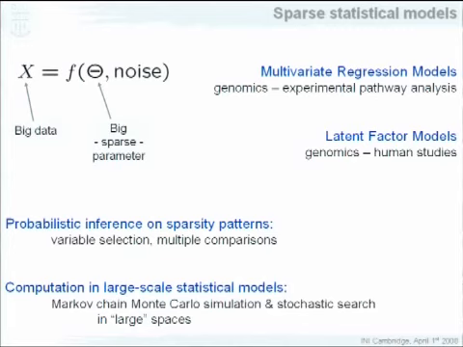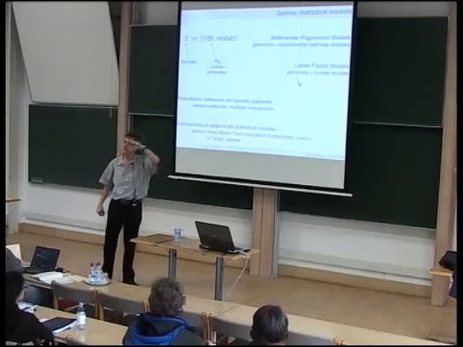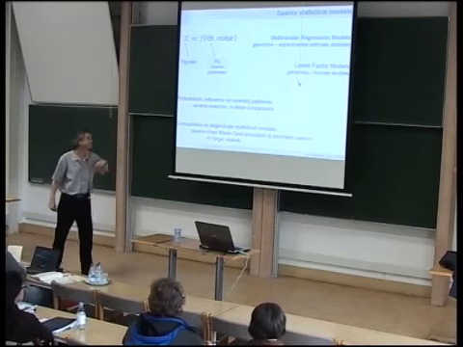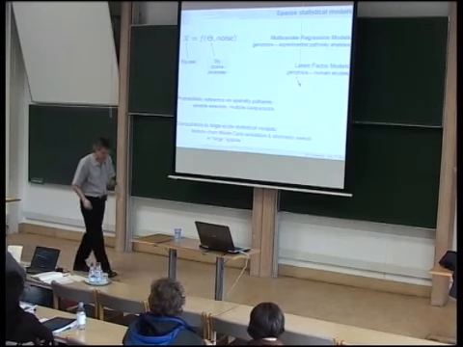The machinery, the engine of the calculations is Markov chain Monte Carlo and other methods of stochastic search in high-dimensional spaces that thetas inhabit, okay, which have very many degeneracies in many dimensions that we're trying to isolate. So sparse statistical models.